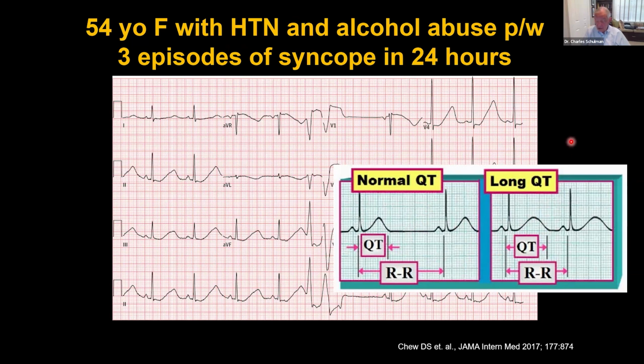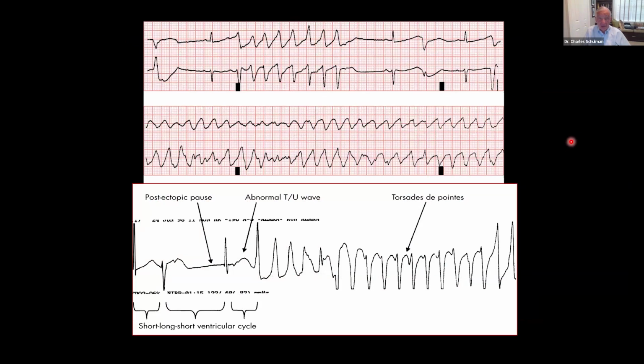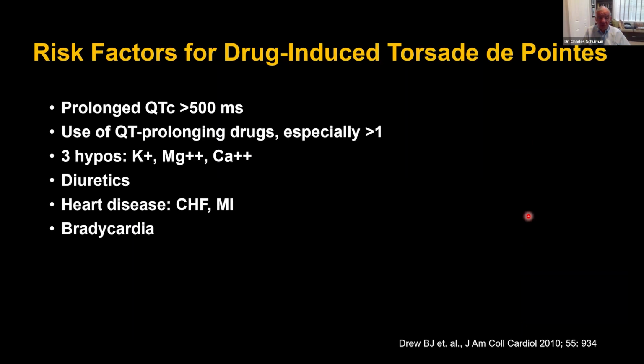And what do you think the arrhythmia was? Polymorphic VT or torsade de pointes, right? Torsion of the points. Ventricular tachycardia where the points go from up to down to up again in the same lead. So that's the risk with prolonged QT.